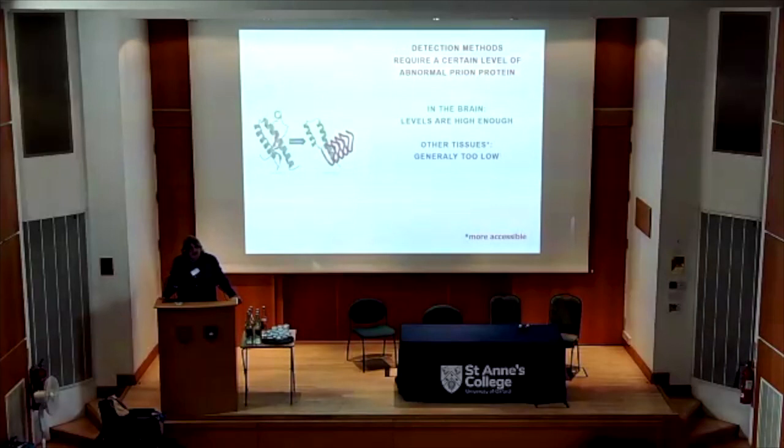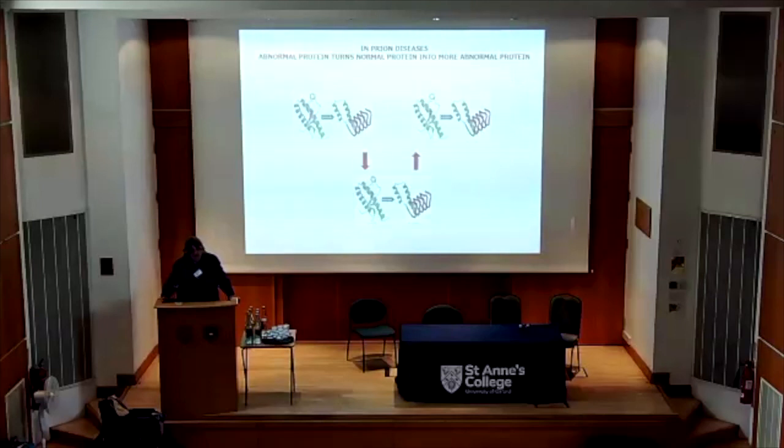Now, detection methods. Detecting the abnormal prion protein would be really key because that's the underlying hallmark, but it requires a certain level of abnormal prion protein. The tests we have are only sensitive to a degree. In the brain, the levels are generally high enough, but in other tissues, which are maybe more accessible, it's generally too low.